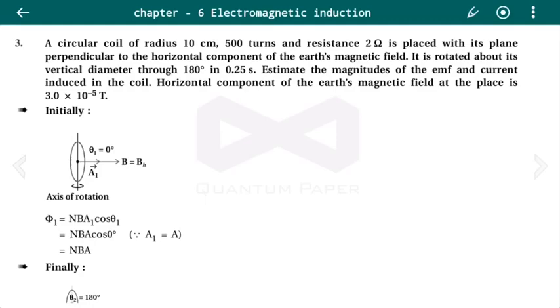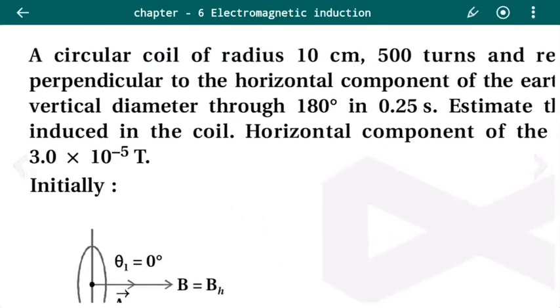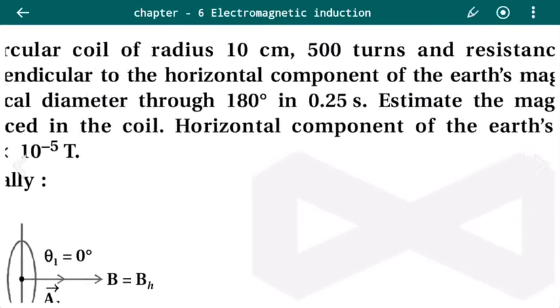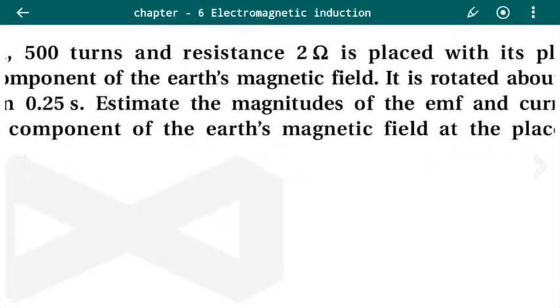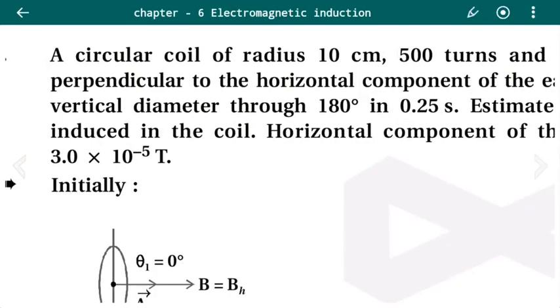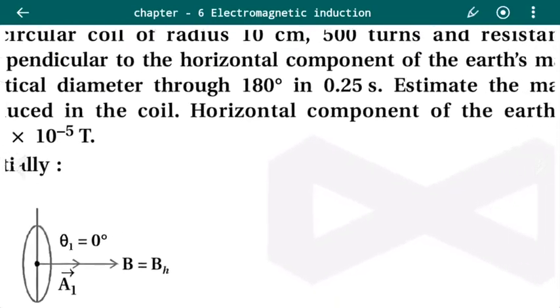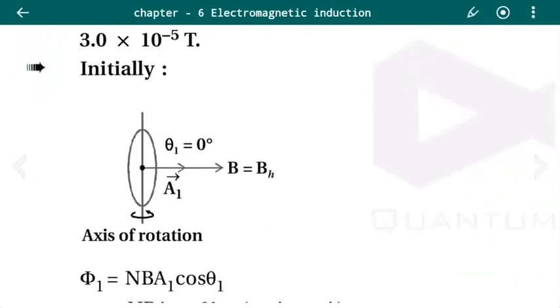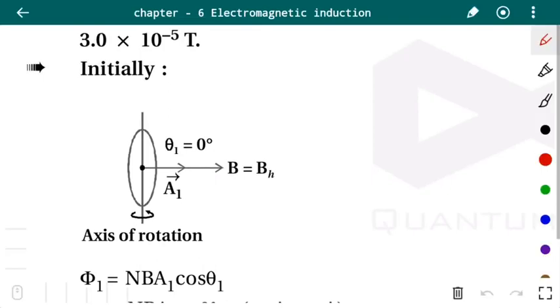So here you can see we are having a circular coil of radius 10 cm, 500 turns and resistance 2 ohm, and it is placed with its plane perpendicular to the horizontal component of the Earth's magnetic field. So here you can see the Earth's magnetic field, its horizontal component is over here, and perpendicular to this is the plane of the circular coil.